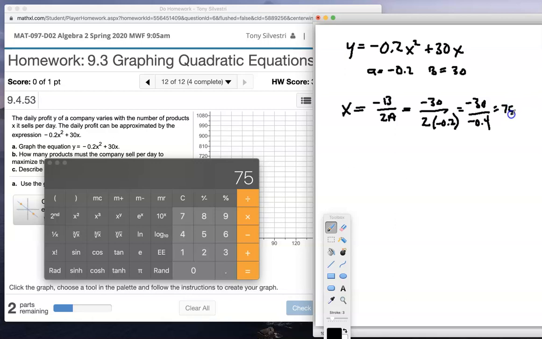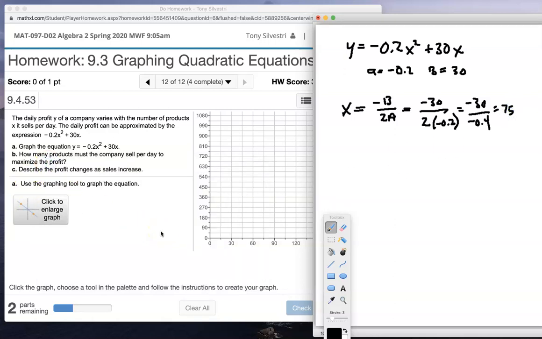What they're basically telling you is you've got to get out of your head that every number that you calculate in Algebra 2 is onesies and twosies. 75 is a legitimate number. Good. Plug that in there. Now, so far, I've got the x value of the vertex. I need the y value too now.